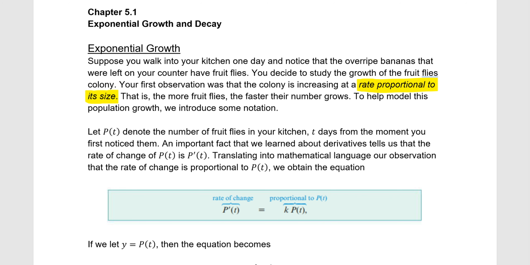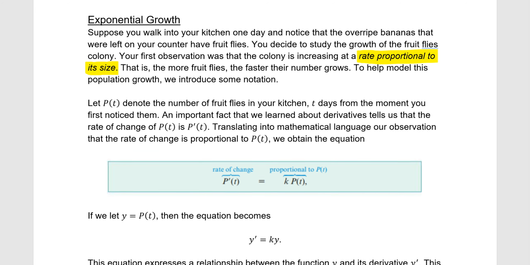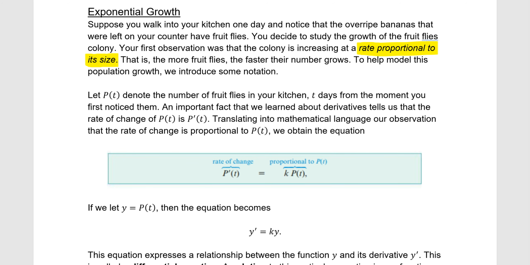Before we introduce the equation for this, let's go over some notation. We're going to let P of t be the number of fruit flies in the kitchen. t is going to be the number of days after you started observing them. Something we've known from derivatives is that the rate of change of P of t we denote with P prime of t. So the rate of change of the number of fruit flies is P prime of t.